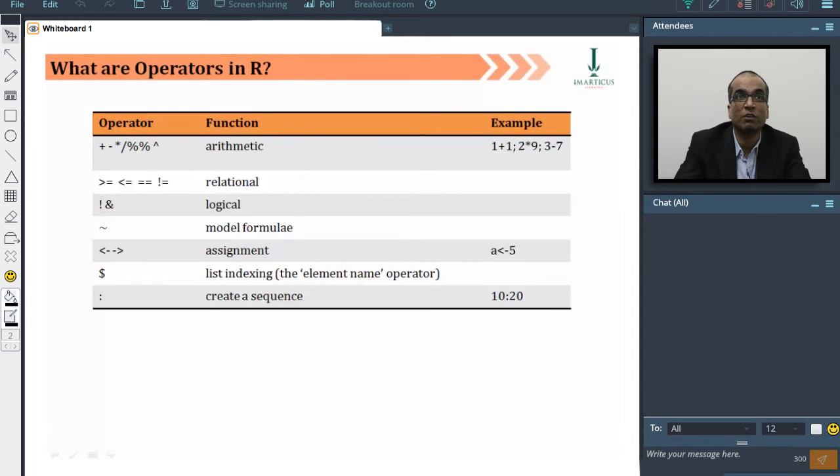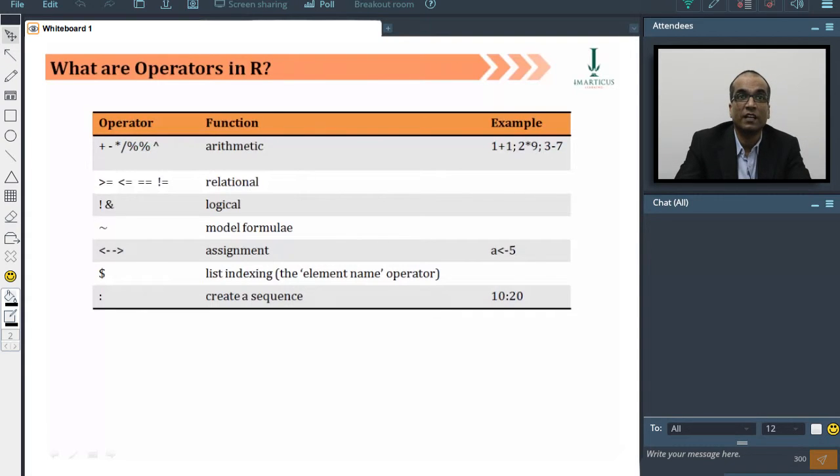From the relational perspective, it would be greater than equal to, less than equal to, double equal to, and not equal to is shown with an exclamation and an equal to mark. So you cannot use something like what you use in SQL statements, the less than and greater than sign as not equal to. That won't work in R. Then the logical operators would be not and the and, right? These would be the operators. So basically you can use a double and also. That has some difference in the way in which it works. We'll get to see that when we actually work on these.